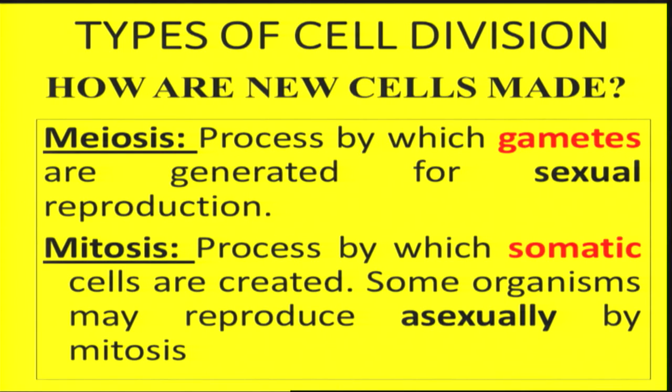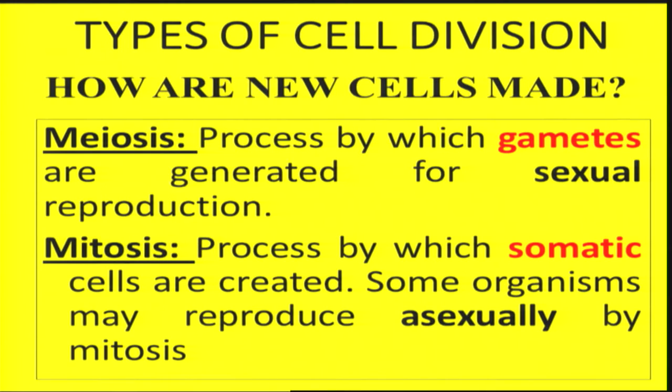Now, broadly, there are two types of cell division. One is known as mitosis and another is known as meiosis. Meiosis, also known as reductional division, is the process by which gametes are generated for sexual reproduction. Here, a diploid cell after meiotic division gives rise to 4 haploid cells. That is why it is known as reductional division.